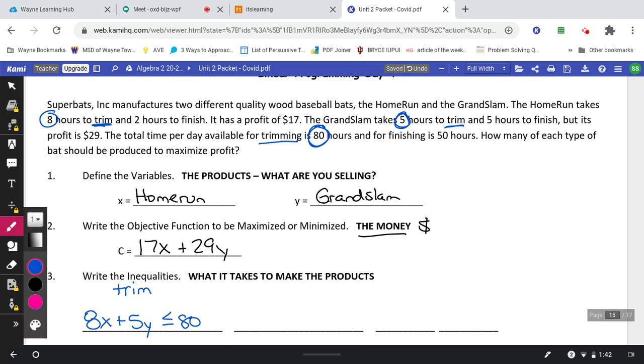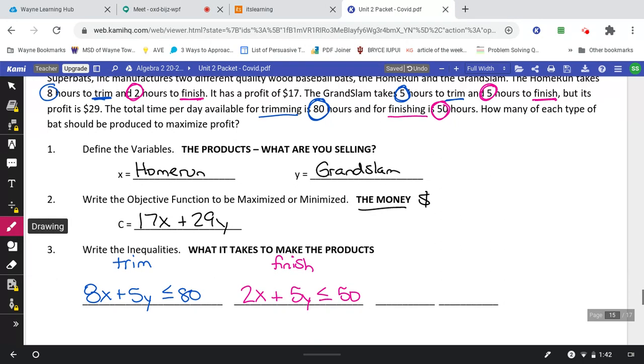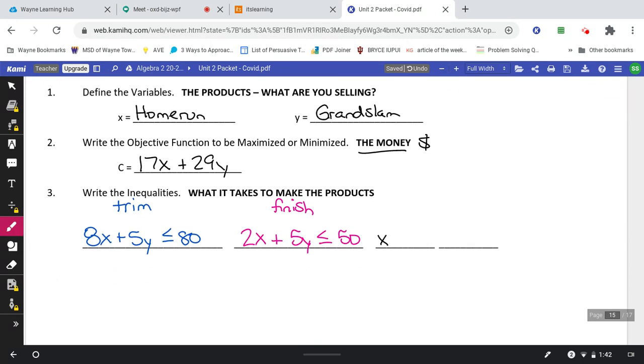All right. The next thing I see as I look through here is the word finish. Finish is when you put that glossy finish over top of a baseball bat. I see the finish numbers here again. So I've got 2 hours to finish, and then 5 hours to finish, and then I see 50 hours. The last two inequalities are always going to be x is greater than or equal to 0 and y is greater than or equal to 0.